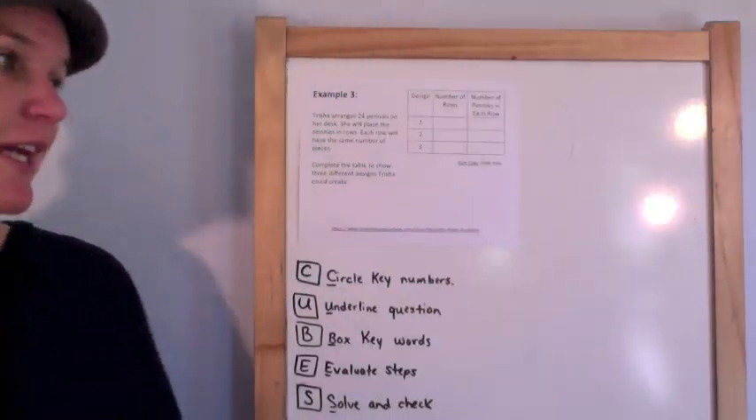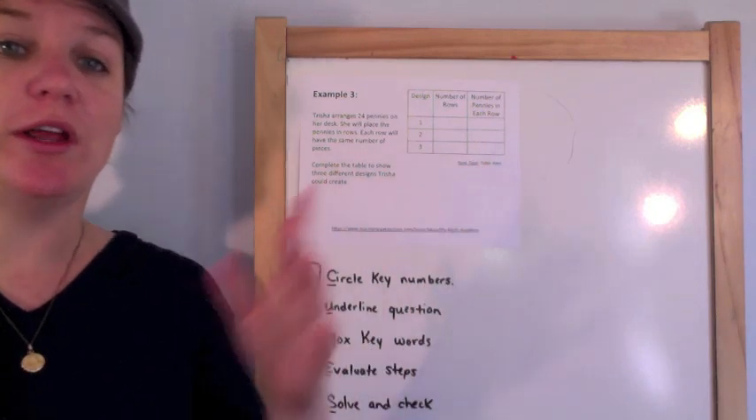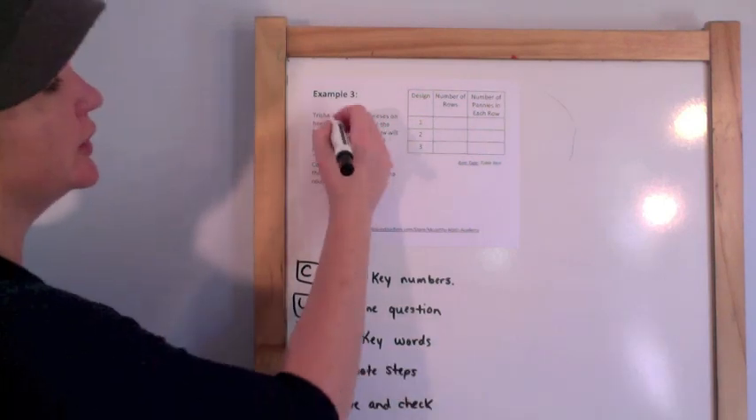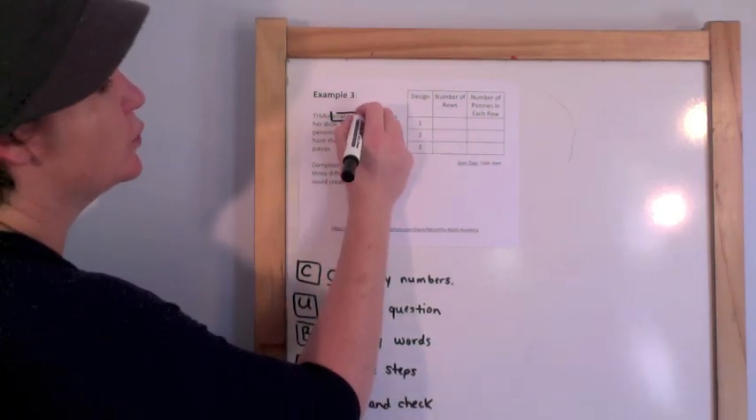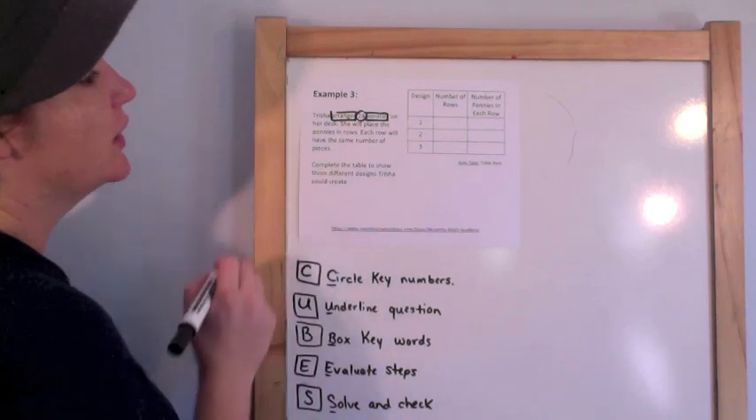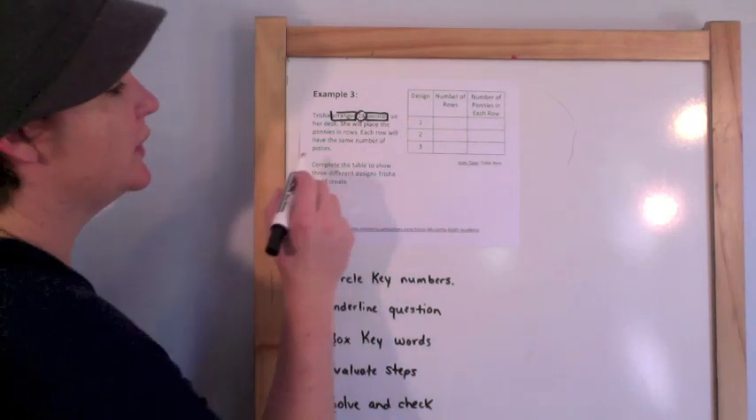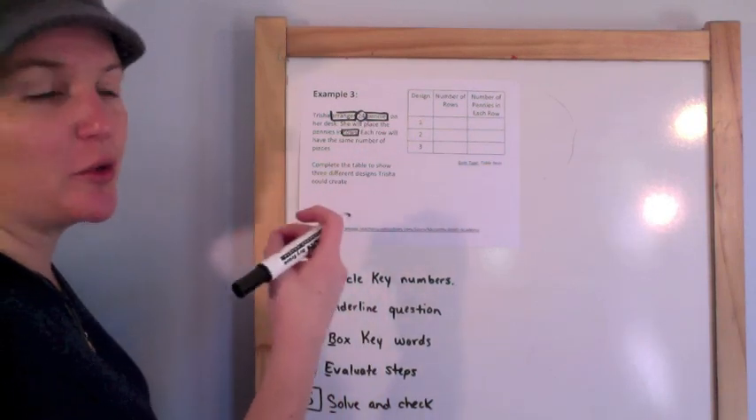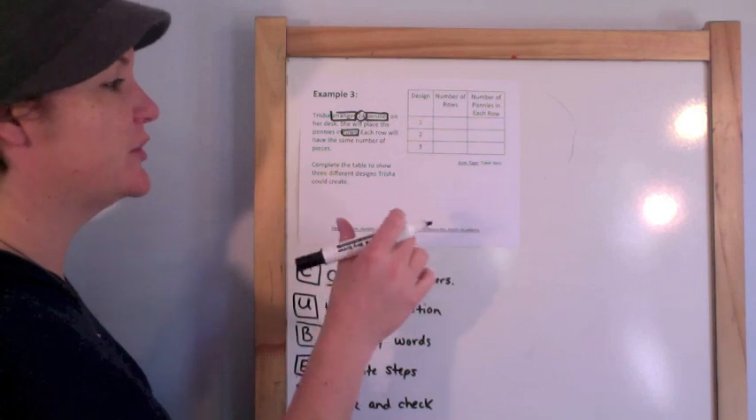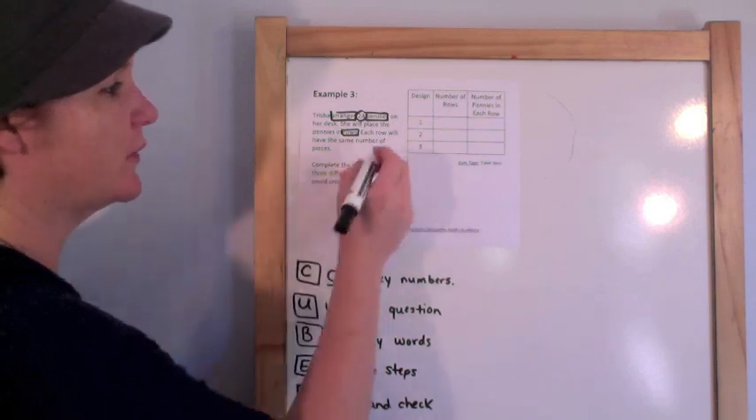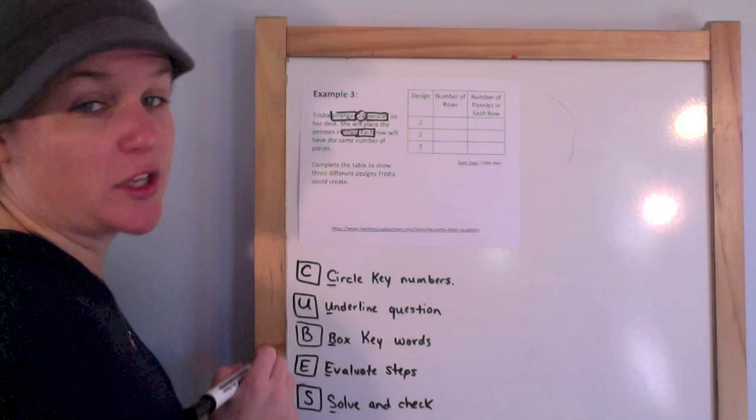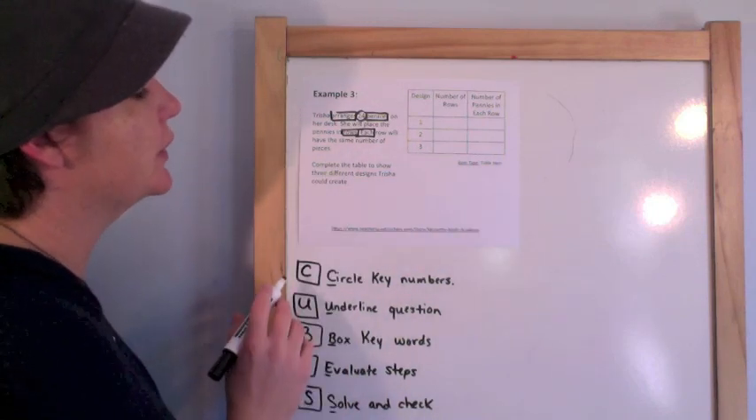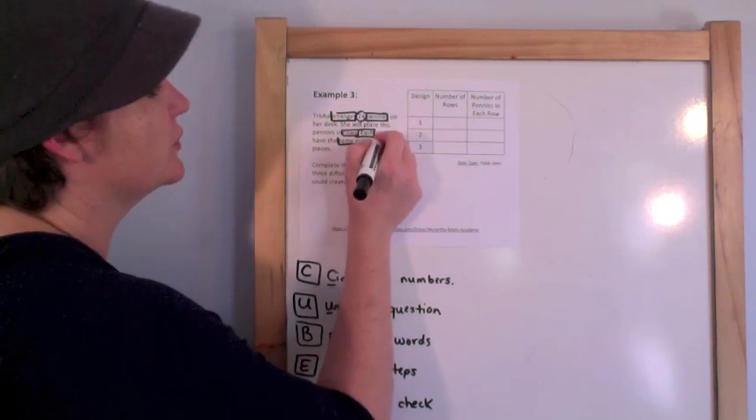So here's example 3. And as you notice, this is a table item. So I'm going to put my answers inside of my table. Trisha arranges 24 pennies on her desk. She will place the pennies in rows. So now that I'm seeing rows, I know that I have a total and I'm dividing them into rows. So I know it's going to be sort of like division. Each is a keyword usually for multiplication or division. Each row will have the same number of pieces. Just do the same number.